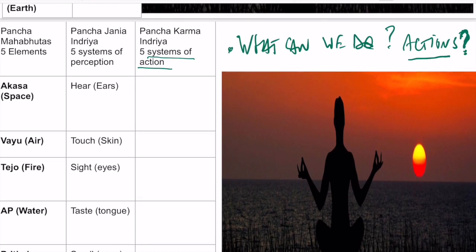So the first system of action, we could start from the bottom again. We can start from the earth, right? We have our legs, and our legs allow us to move. So we are different to the trees. We can use our legs to move on earth, right? That's an action because it requires energy. So we are connecting the system of actions or motion with the element earth, because it has to do with our ability to move on earth. It's quite obvious, right?